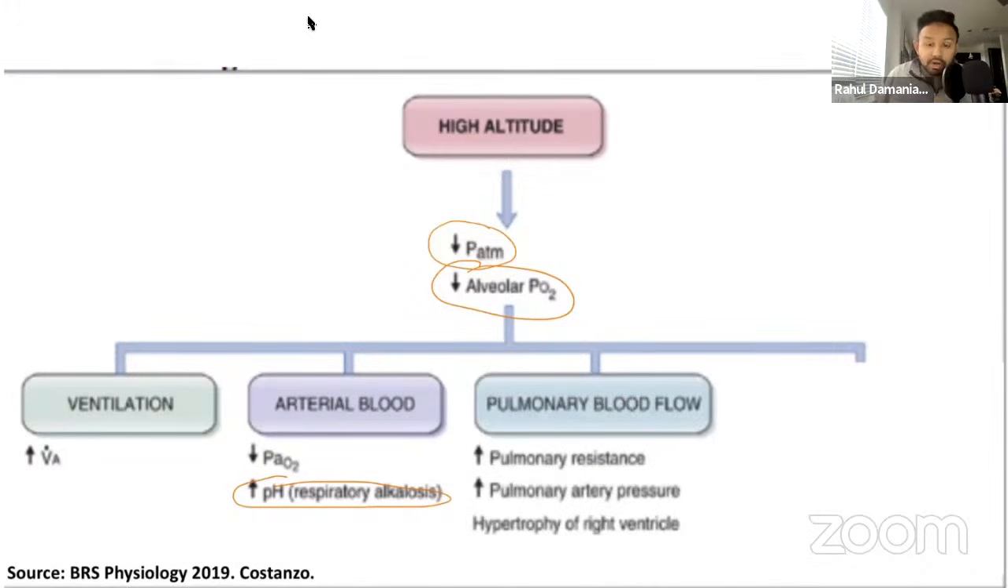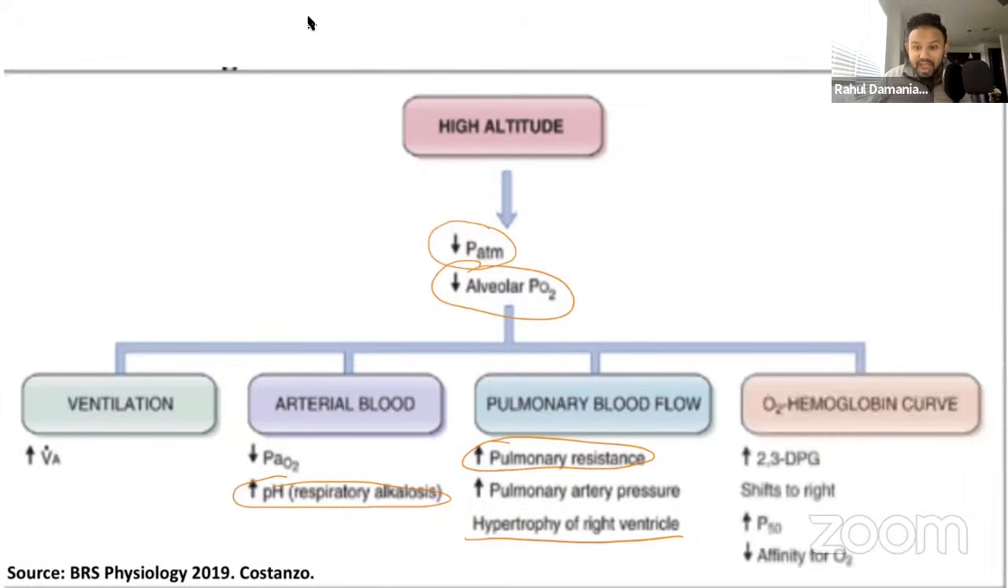What's important for us to know is that high altitude is going to affect pulmonary blood flow. And in particular, because you are going to have hypoxemia, you're going to have high pulmonary resistance. And because your alveolar O2 is going to be low, you're also going to have vasoconstriction of the pulmonary vasculature. What does this do? Well, this over time causes hypertrophy of the right ventricle, and it can lead to cor pulmonale.